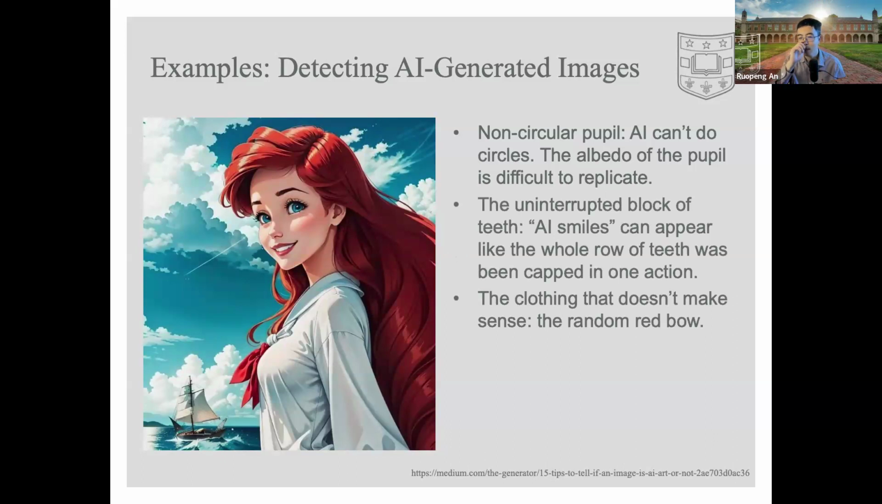The uninterrupted block of teeth, which is quite obvious. This is called AI smiles. It can appear like a whole row of teeth was being kept in one action. And also the clothing doesn't make sense. For example, the red bow here is red on one side and a plain color on the other side, which doesn't make sense. And if you look closely, the sails and the rigging on the schooner are unlikely, right? This is not a typical shape of a schooner.